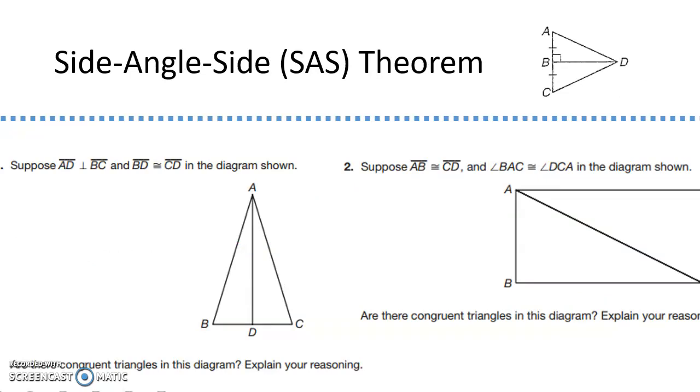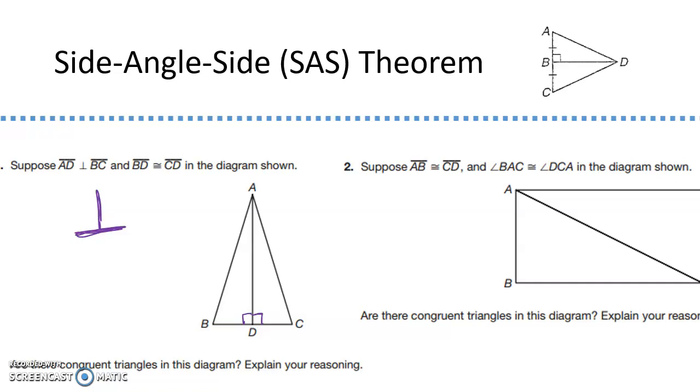Next, we have the side angle side theorem. This theorem tells us that we will have a side followed by an angle followed by a side that is congruent. So again, we're just going to look at the example on the left. Suppose side AD here is perpendicular to side BC. Remember, perpendicular looks like this. When you have perpendicular lines, they create 90-degree angles. So we're going to have 90-degree angles here.